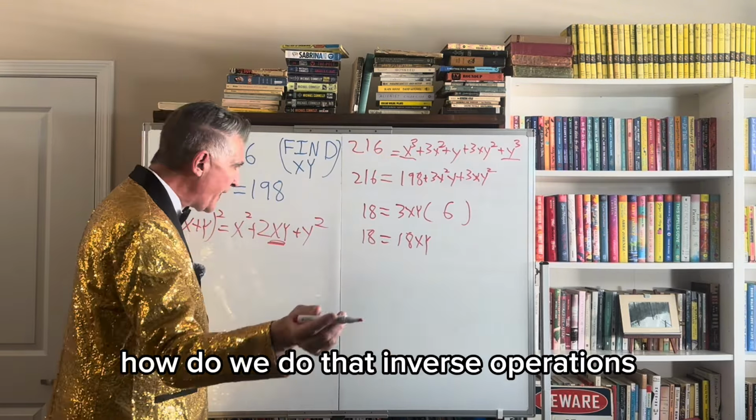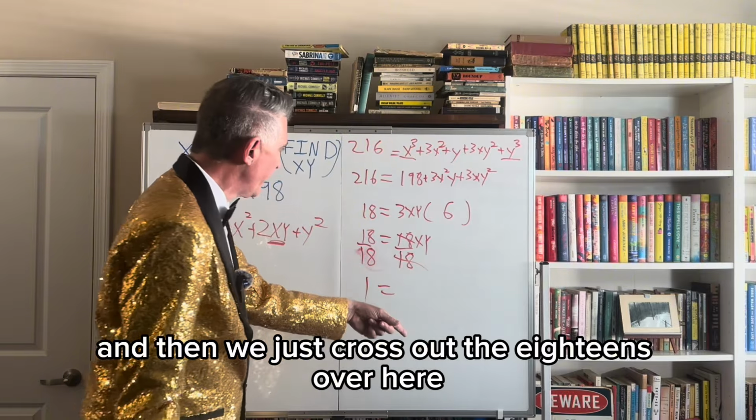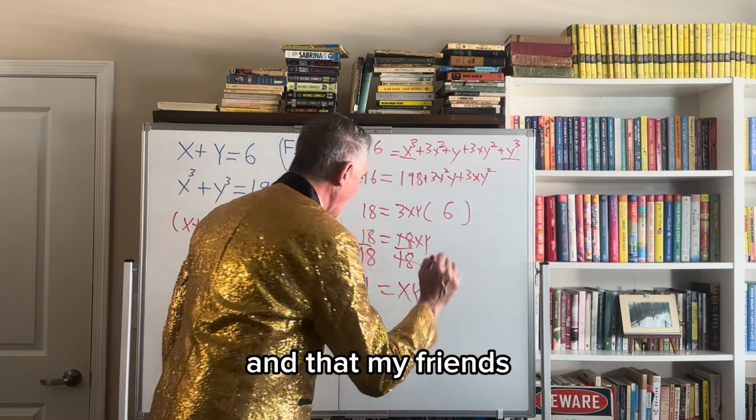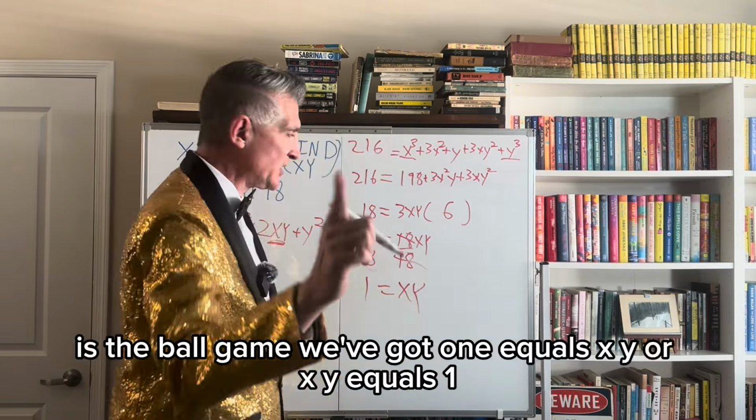Even though we're almost at the end of the show, I cannot leave it like that. That is just way too messy. Okay, 18xy being divided by 18, and 18 divided by 18 gives us 1, and then we just cross out the 18s over here because we are isolating for the xy. And that, my friends, is the ball game. We've got 1 equals xy, or xy equals 1.